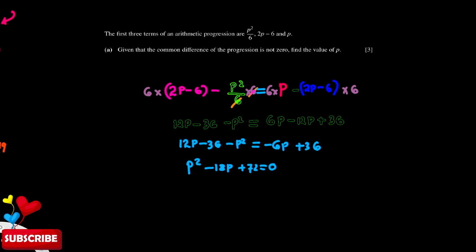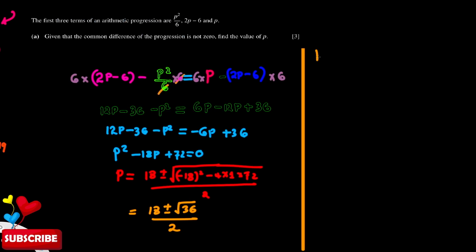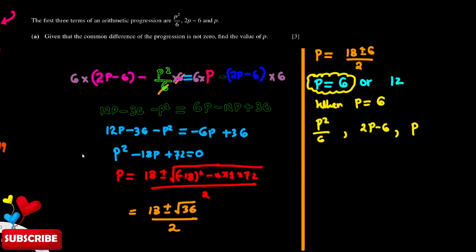So let us go ahead, for simplicity, and use the quadratic formula so that we can simplify this and get to know what the value of p is. If you simplify this further, you are going to get your final answer, p equals 6 or 12. But you have to check which value, because you are told the common difference is not 0. So you try to substitute back so that you can see which value is going to work out. Are we going to take p equals 6 or p equals 12?